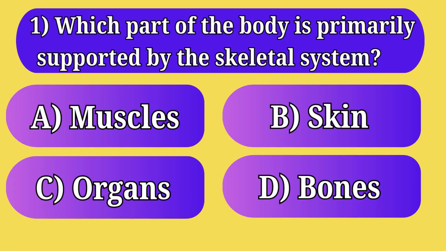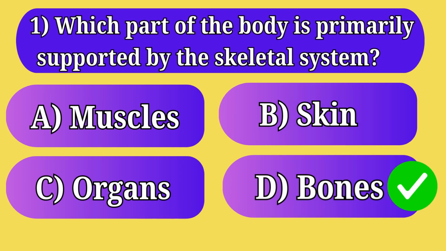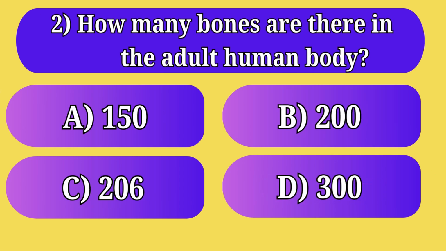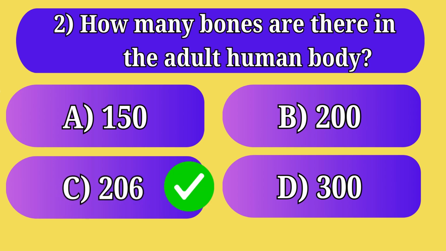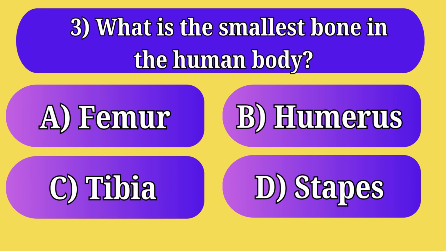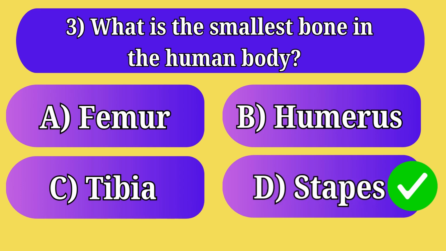Which part of the body is primarily supported by the skeletal system? Bones. Try the next one. How many bones are there in the adult human body? 206. Try the next one. What is the smallest bone in the human body? Stapes. Try the next one.